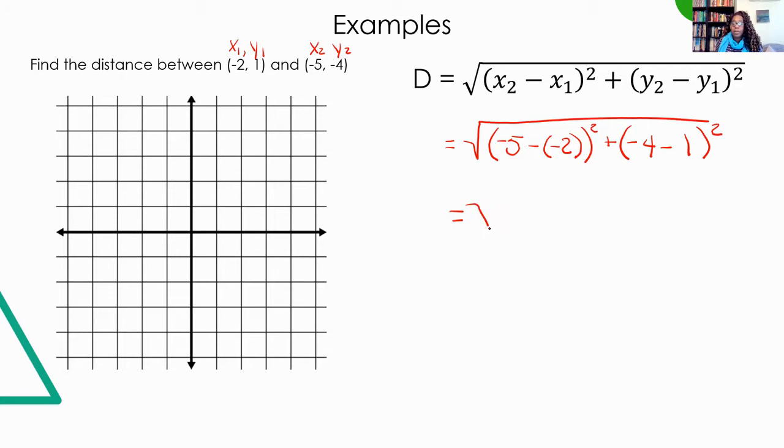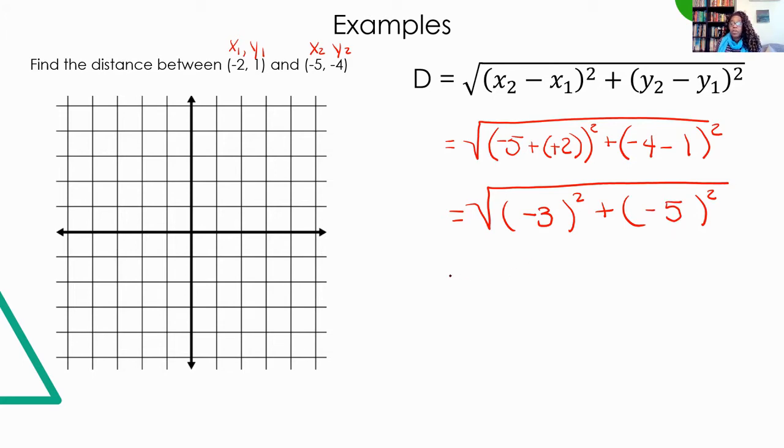So I'm going to rewrite my square root. So now I'm going to have, inside the parenthesis, -5 minus a -2. Remember, when you minus a negative, it's actually going to turn to a positive. So we got -5 plus 2, which gives me a -3. -4 minus 1, both of them are negative. So we're going to add them together and keep the sign, which gives me a -5.